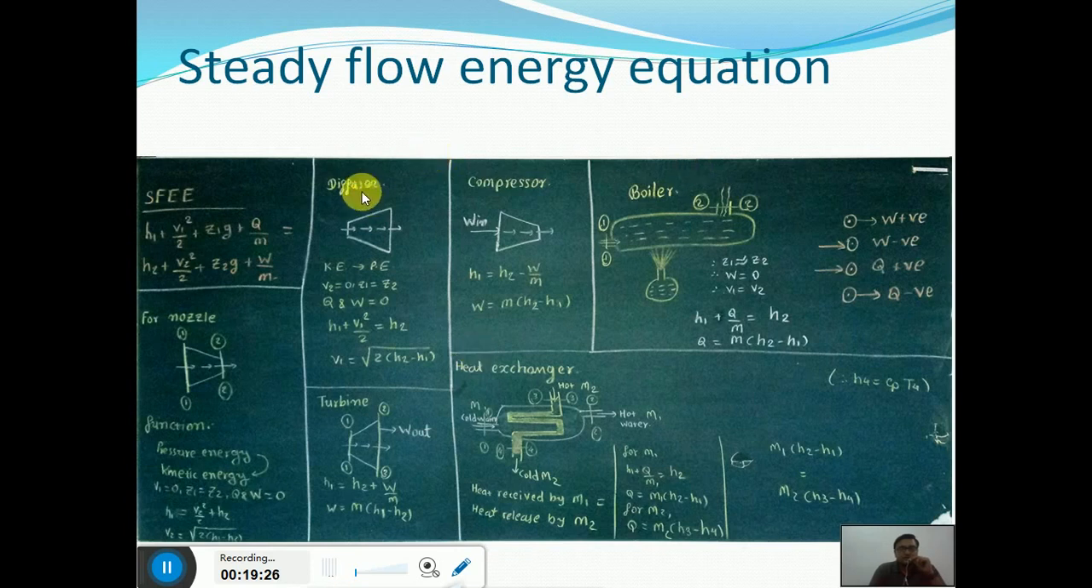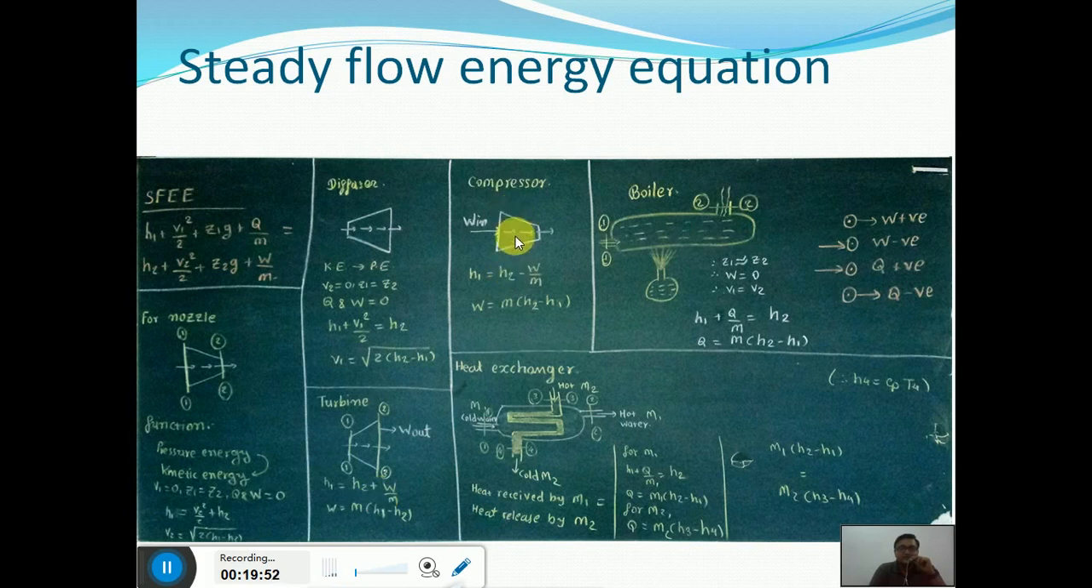Again, coming to the diffuser, the same phenomenon is used for the nozzle and the diffuser, but in case of diffuser, V1 is higher than V2. V1 means this inlet section and V2 means this outlet section. So here we are considering V1 instead of V2. In case of turbine, turbine is a work producing device. So H1 is equal to H2 plus W divided by m. All other things are neglected.